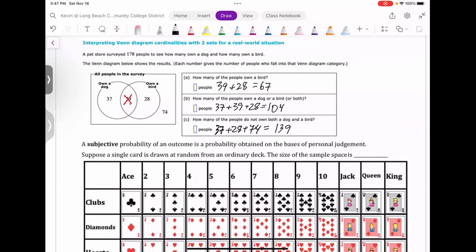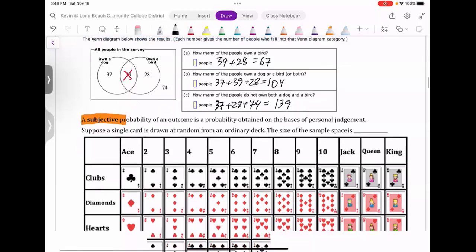All right, and a subjective probability is bad. This is when someone just kind of guesses. Well, I think 80% of the people agree with me. Where are you getting the 80% from? You're just making that up. So we try to avoid that as much as we can.